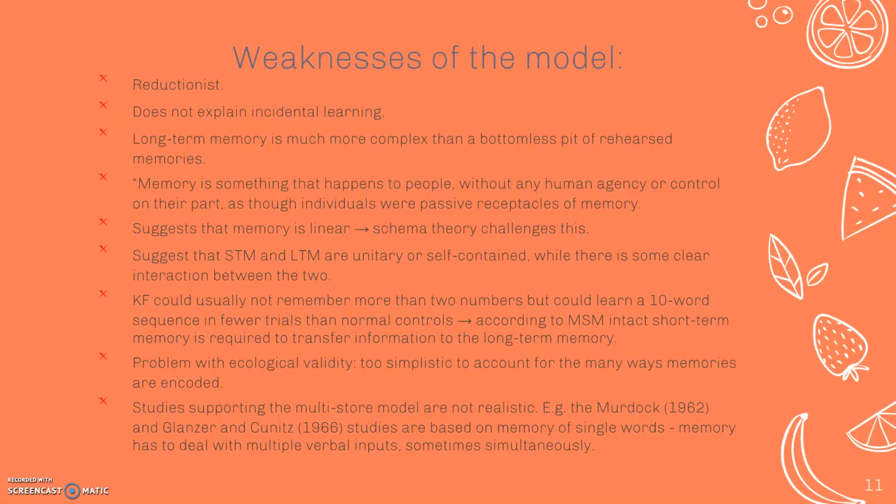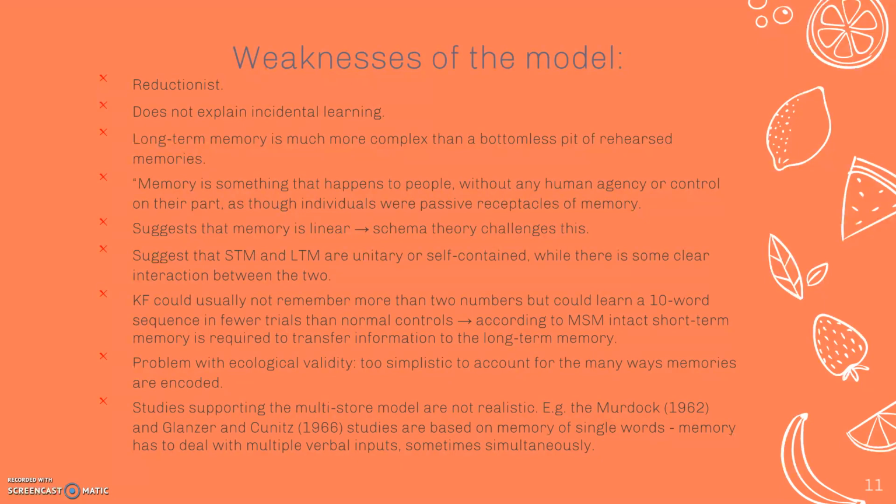However, it has a lot of flaws since we've learned a lot since 1968 in terms of memory. It takes a very reductionist view. So it takes this complex phenomenon and tries to put it into simpler components, but a lot of detail is likely lost along the way. It doesn't explain some things, for instance, incidental learning, when people learn something without any rehearsal, which happens sometimes. How does that work? And long-term memory is much more complex than this bottomless pit of rehearsed memories that is portrayed here in this model.